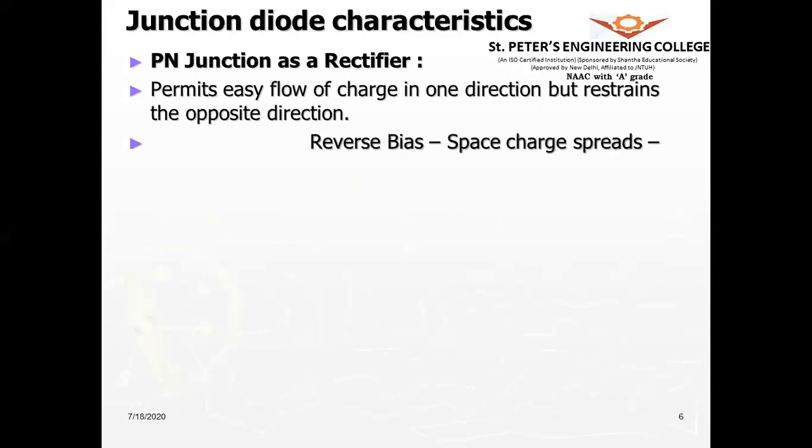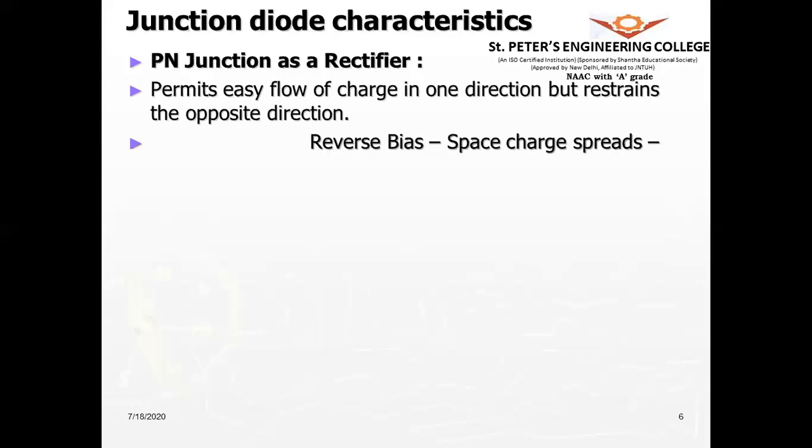So when we do a reverse bias, what is the reverse bias? When the positive of the battery is applied to the N type and negative of the battery is applied to the P type, then we say it is reverse biased. If the positive of the battery is applied to the P type and negative of the battery is applied to the N type, then we say it is a forward bias.